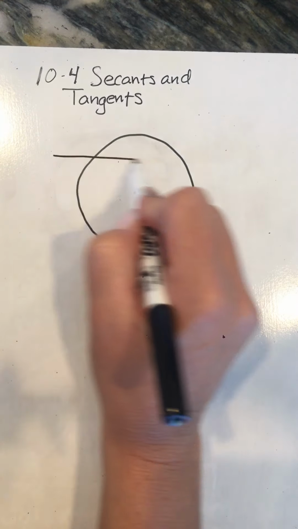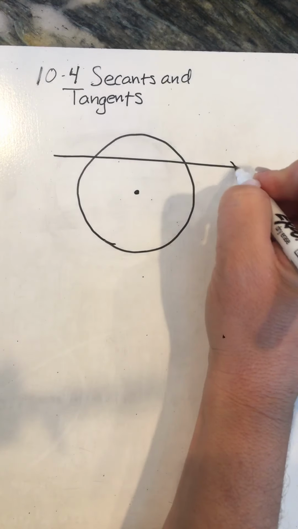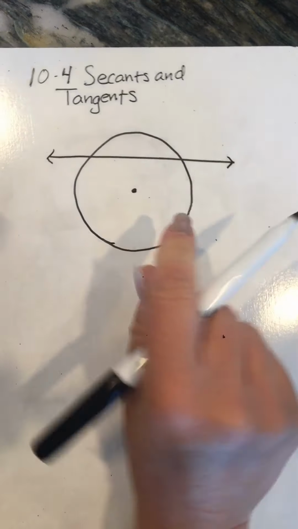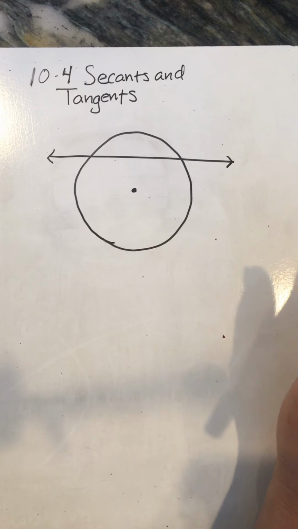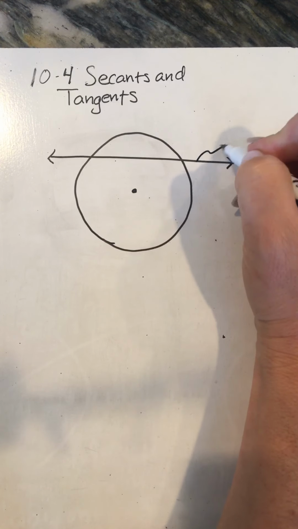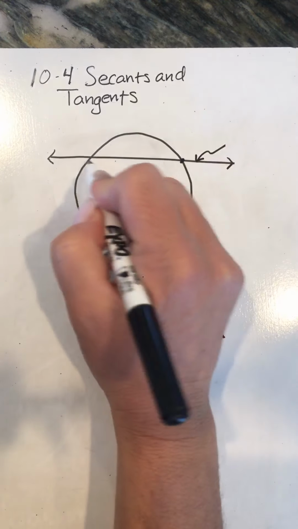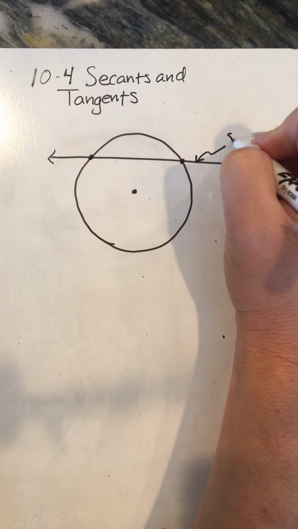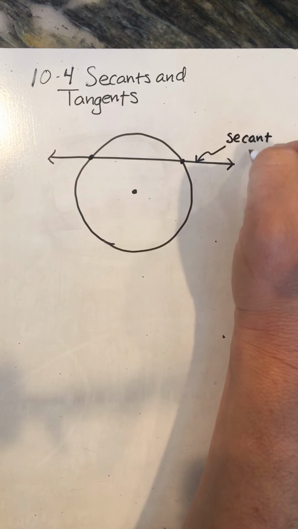Okay, so here we go. Draw a line through your circle, and we're going to put arrows on it, implying that it can go forever and ever and ever. And this line that goes through the circle and touches it in two places is called a secant line.